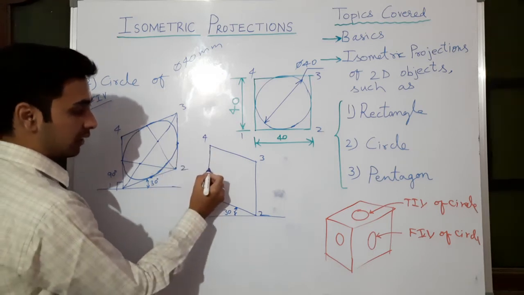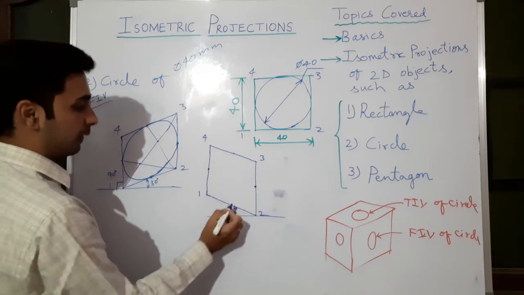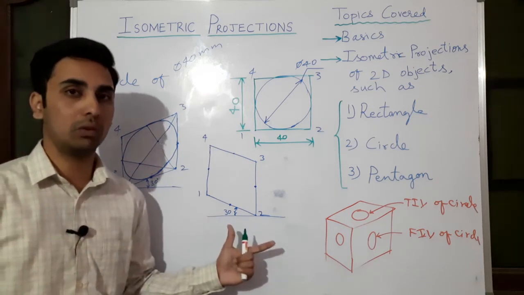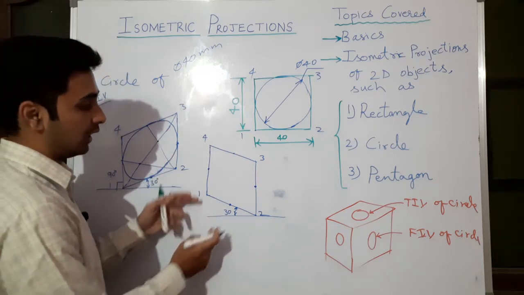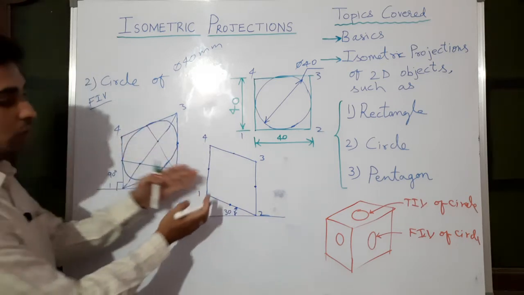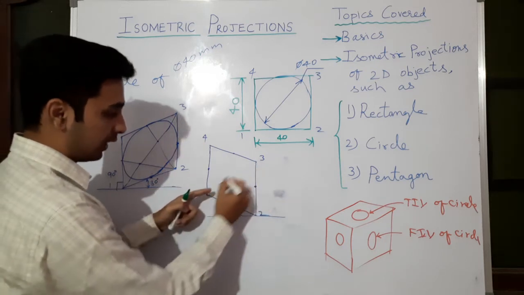Now let us quickly see the same procedure. First we will mark midpoints 1, 2, 3 and 4. 4 midpoints we have marked. After marking 4 midpoints, what you need to do is see for the shorter diagonal. Now 4 to 2 is the longer diagonal. Earlier 4 to 2 was the shorter diagonal, now 4 to 2 is the longer diagonal. We won't take the longer diagonal right now. We will take the shorter diagonal.